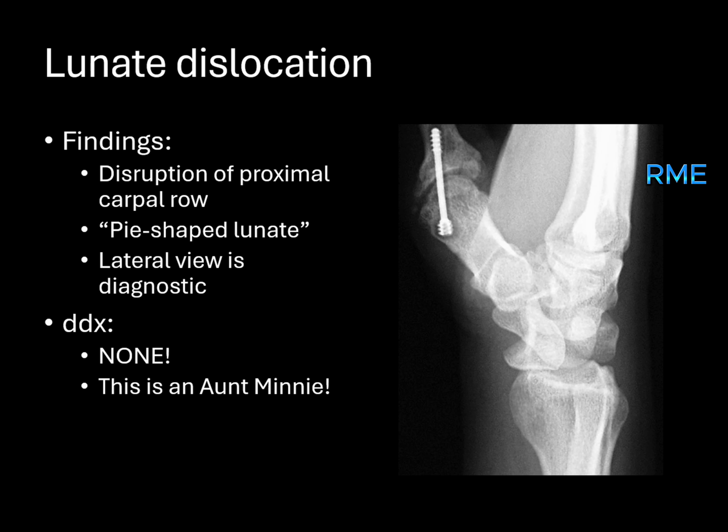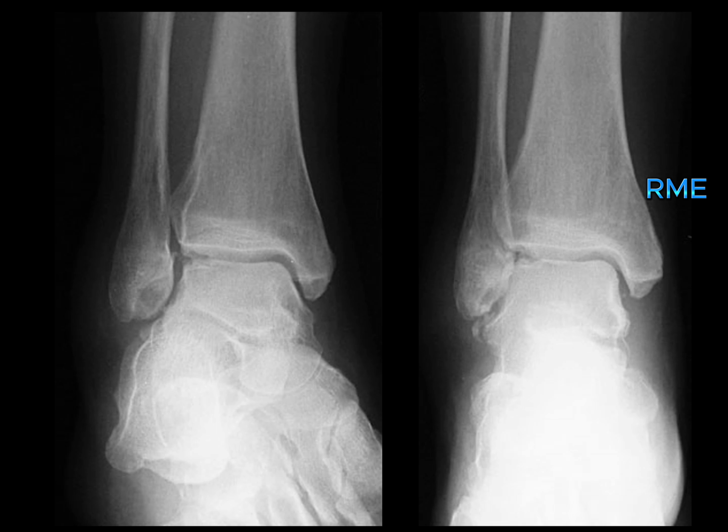A lateral view is diagnostic for confirming the lunate dislocation. Management involves closed reduction followed by immobilization, and surgical intervention may be necessary if closed reduction fails. Let's move to the next case.